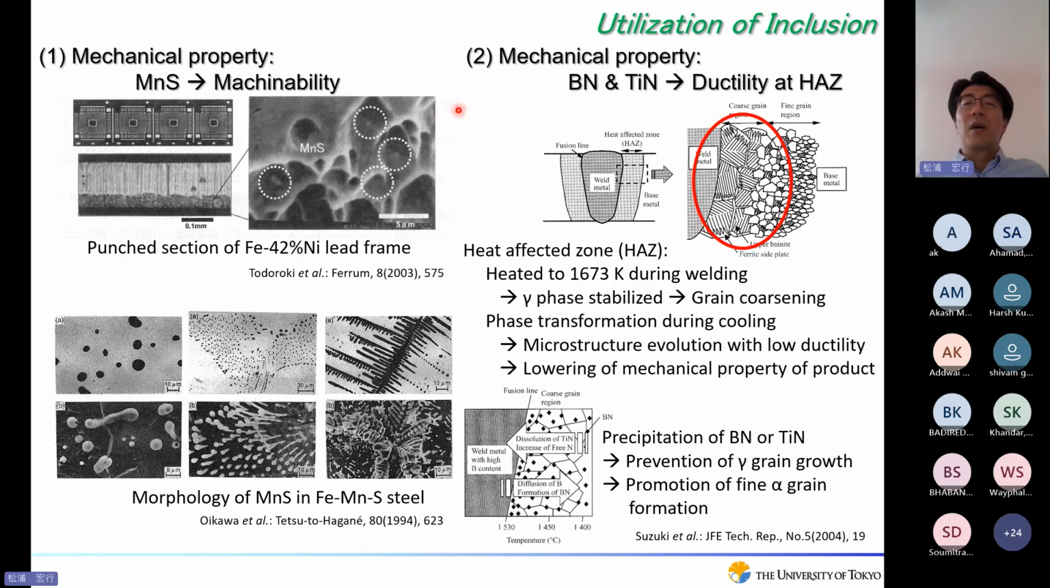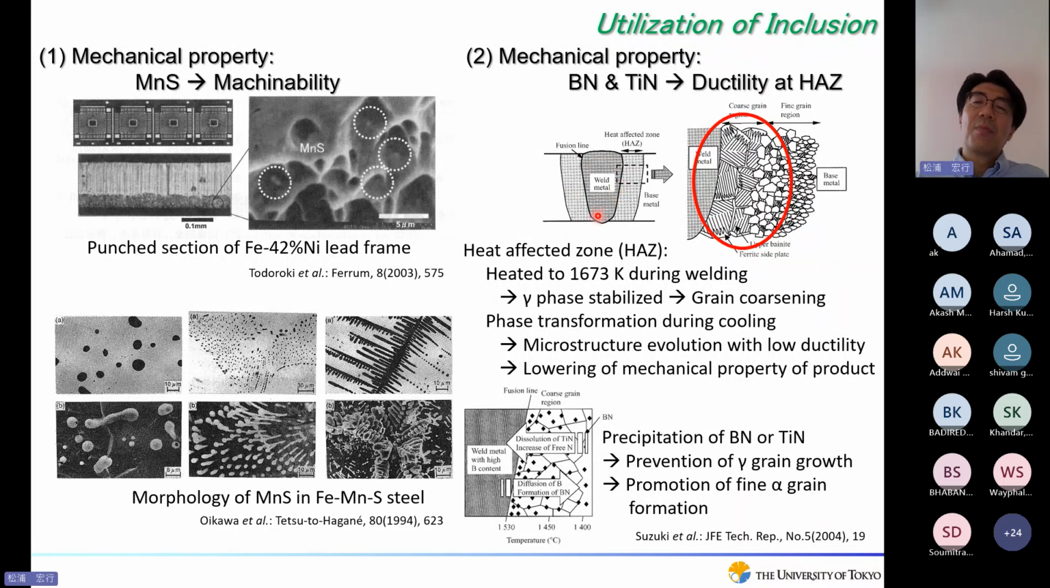Oh, I'm sorry. So the other point is that it also can improve the mechanical properties, but in this case, some particular inclusions like boron nitride or titanium nitride improve the ductility of the weld steel materials at the heat-affected zone. Whenever you produce huge steel products, you need to bring large steel parts and connect these steel materials by welding, for example. And if you need a welding process, you need to put in quite a large amount of heat. In that case, the weld metal is molten and solidifies again.